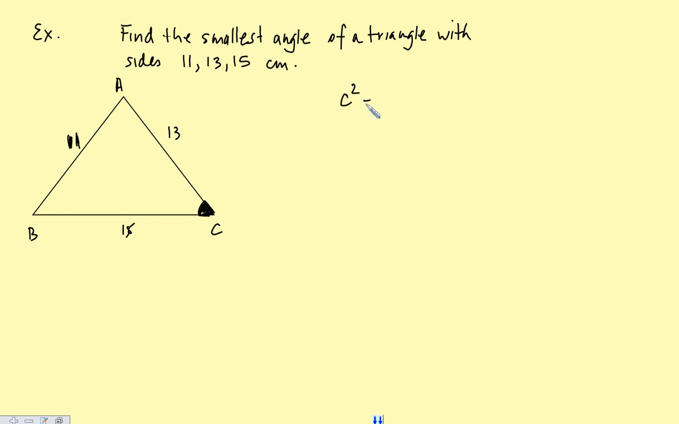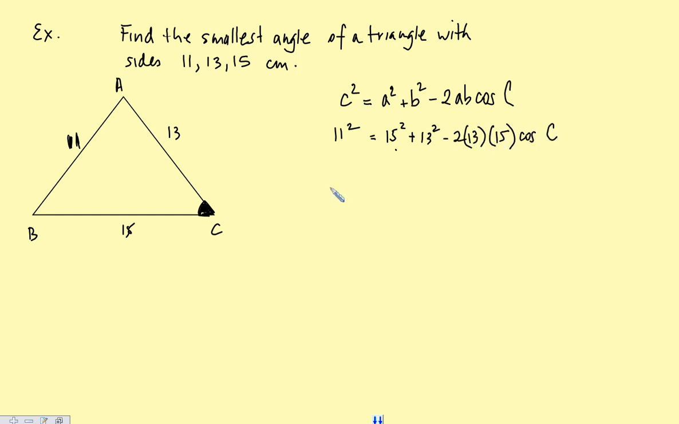So I'll do c squared is equal to a squared plus b squared minus 2ab times the cosine of angle C. So c squared is going to be equal to 11 squared, because it's the one opposite the angle that I'm looking for. And that's going to equal 15 squared plus 13 squared minus 2 times 13 times 15 times the cosine of C.